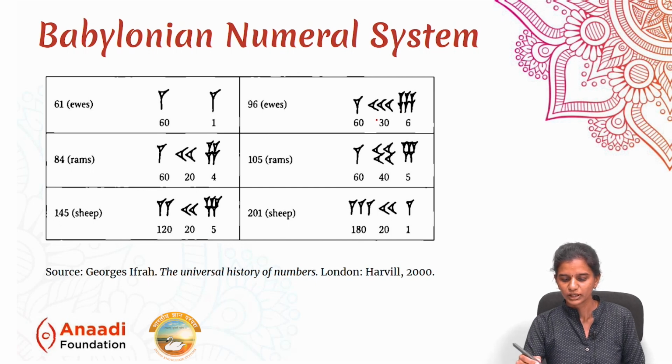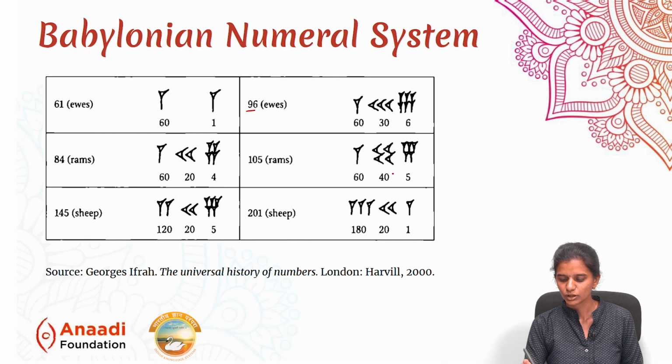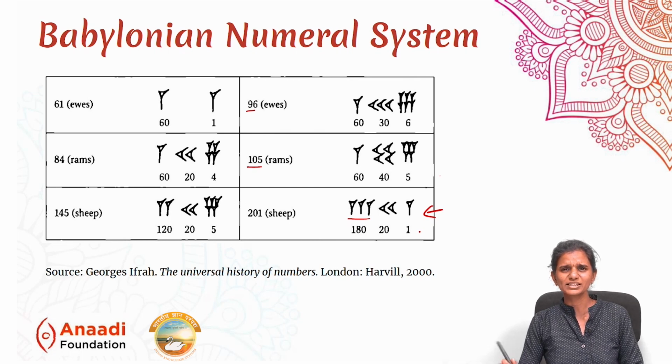The same way, we have 60, 30 and 6 to represent 96. We have 60, 40 and 5 to represent 105. So, when we add this, we get 180 plus 20 plus 1. Note that here 3 ones represent 3 60s, which is 180, and then we have 20 and 1. This is how the Babylonians designed their number system. We can see that in addition, carrying over is very difficult.